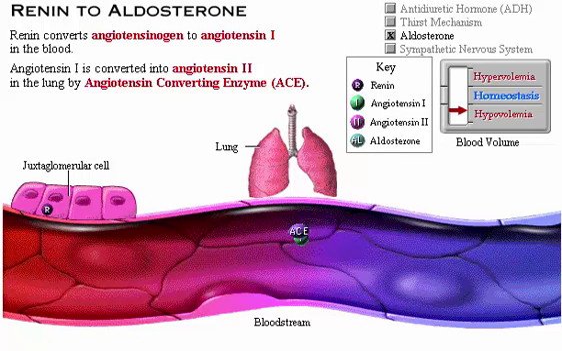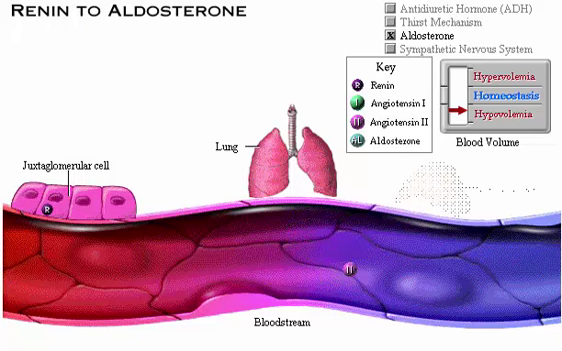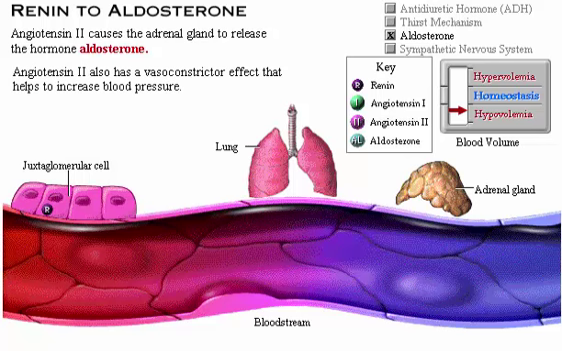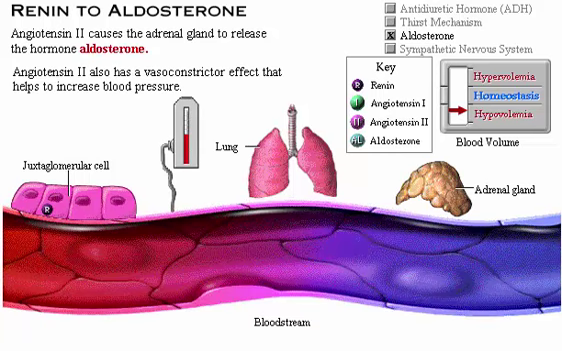Here it stimulates the cells of the adrenal cortex to release the hormone aldosterone. Angiotensin II also has a vasoconstriction effect that helps to increase the blood pressure. Aldosterone can also be released when potassium concentrations in the plasma are high.